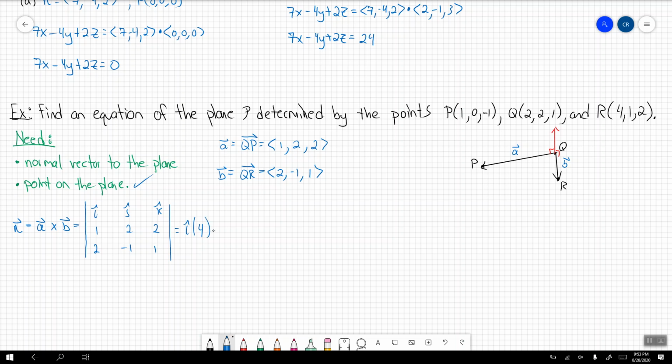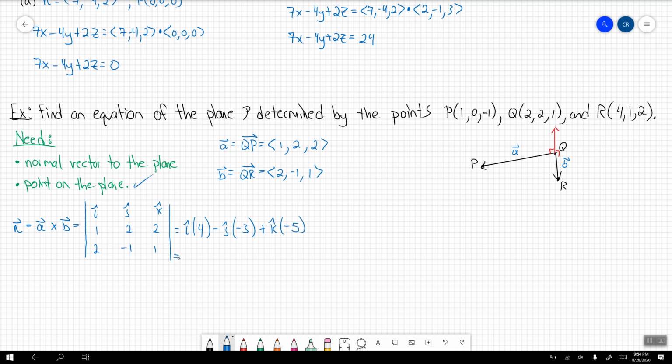All right, looking good so far. Minus the j component, that's going to be 1 times 1, that's 1, minus 2 times 2, that's 4, so that's going to be 1 minus 4, so that's going to be negative 3. For the k component, we are going to have 1 times negative 1, so that's going to be negative 1, minus 2 times 2, which is 4. So that's going to be negative 1 minus 4. That's going to be negative 5.